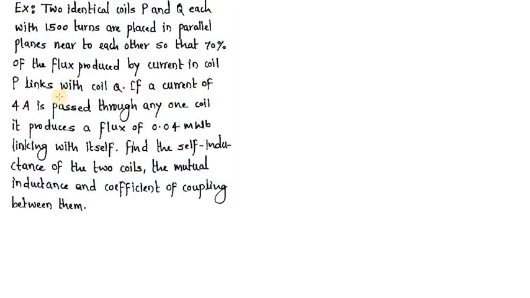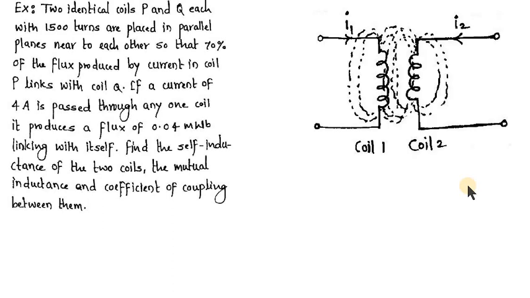Now, if a current of 4 ampere is passed through any one coil, it produces a flux of 0.04 milliweber linking with itself. Find self-inductance of the two coils, the mutual inductance and coefficient of coupling between the two. Now see, this numerical is very easy once you understand the concept as I was describing. So let's start identifying. Let's try to understand the scenario over here.